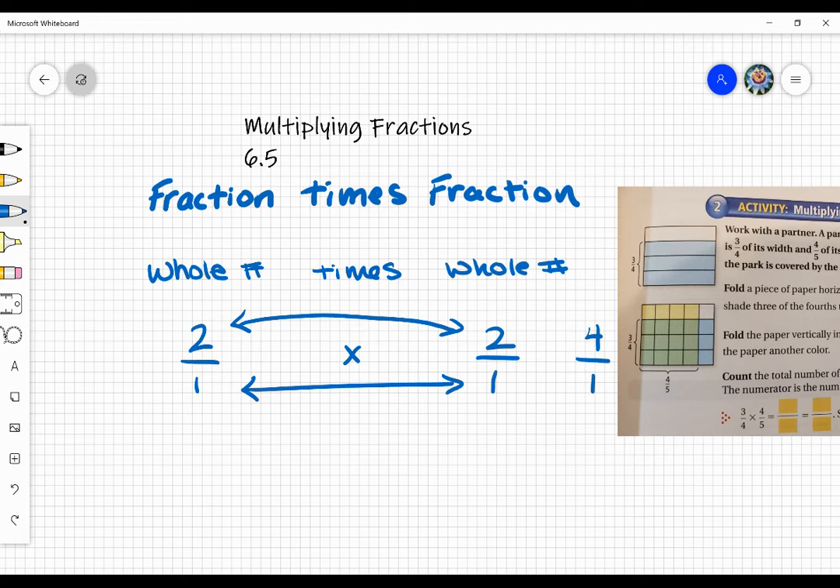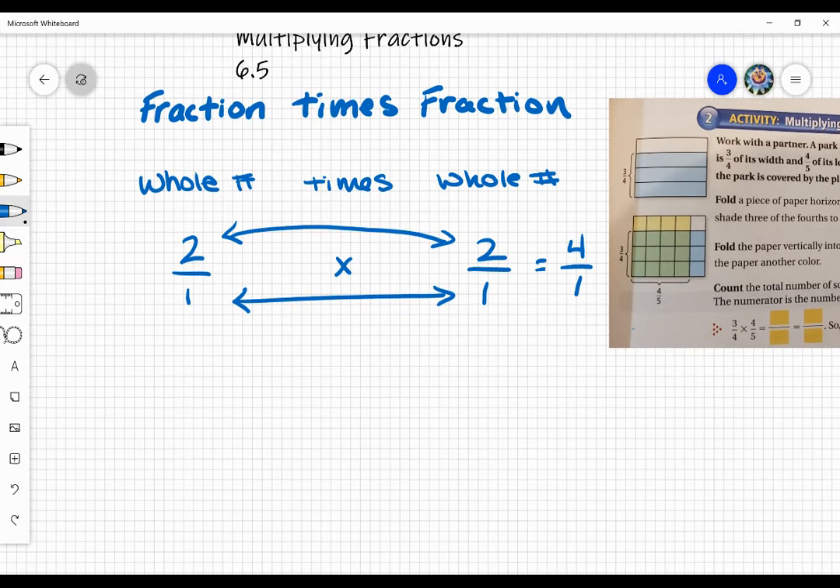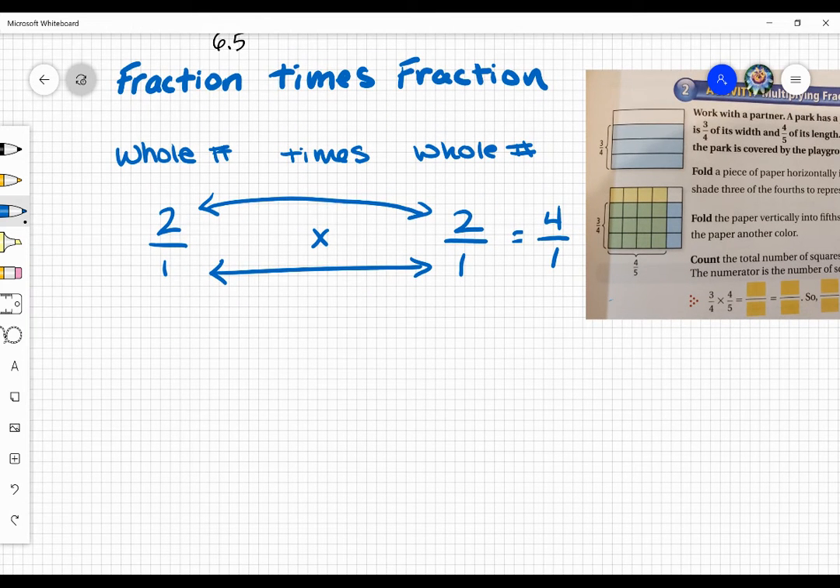So the product will be the same thing as multiplying the numerators and writing it where the numerator is, and multiplying the denominators, whatever that product is, you write it in the denominator, and that gives you the product of 2 times 2, which is 4 over 1, which is still 4. So multiplying fractions isn't any different than what we did with the whole numbers.